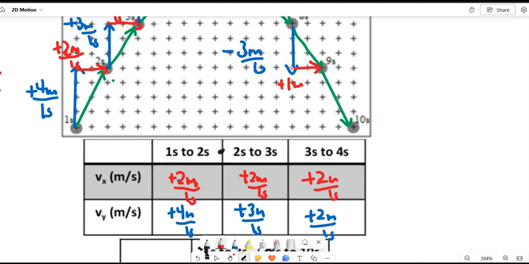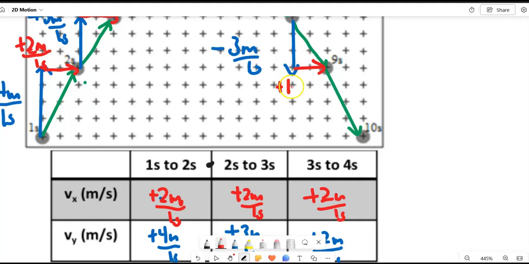That looks terrible. And then finally from here to here is -4 meters per 1 second. And this red guy is going to be, again, that should be +2. And this should also be +2 meters for every 1 second.